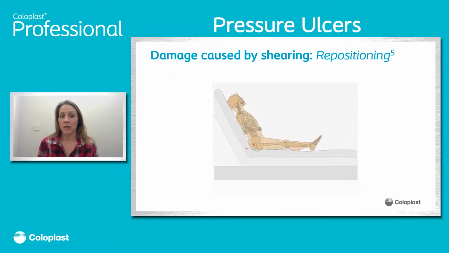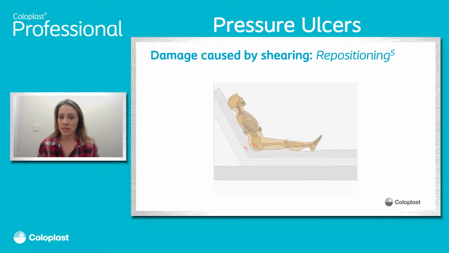Repositioning is another thing that we need to be very conscious of, and we can cause damage through shearing forces by repositioning somebody. You can see here the red arrows on the screen, indicating that our bony structure has remained in the same position and that force is coming down. But by lifting just the back of somebody's bed up, for example, we're creating a shearing force and pushing the skin in the opposite direction.